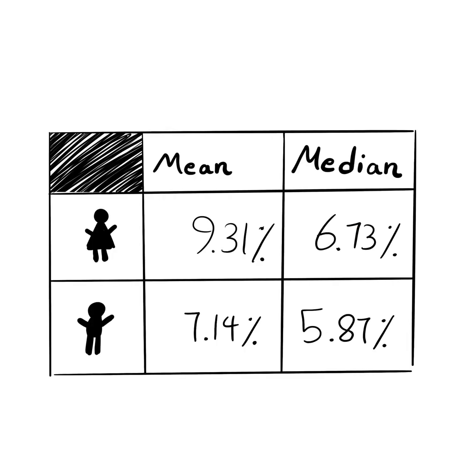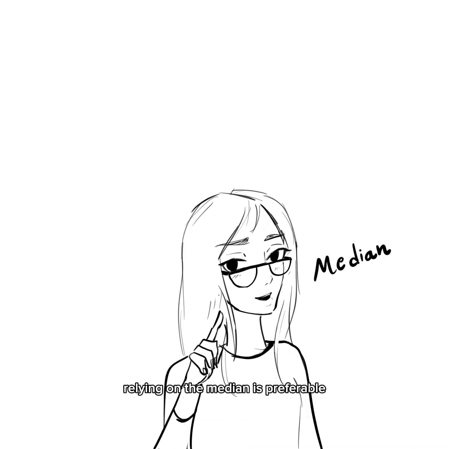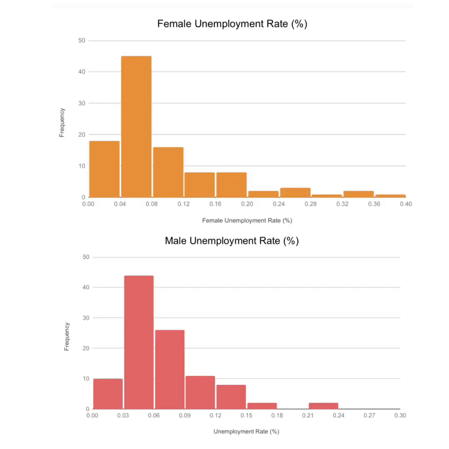The mean unemployment rate for females is 9.31%, while the median is 6.73%. On the other hand, males show a mean of 7.14% and a median of 5.87%. It's important to point out that in the presence of outliers, relying on the median is preferable due to its resistance to extreme values, which may skew the data. The mean, being the average, provides an overall snapshot of the unemployment rate for each gender, while the median pinpoints the middle value in the ordered dataset.